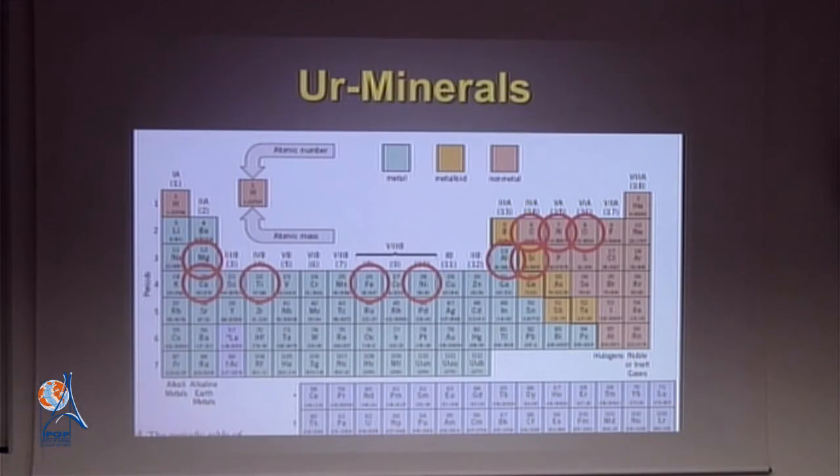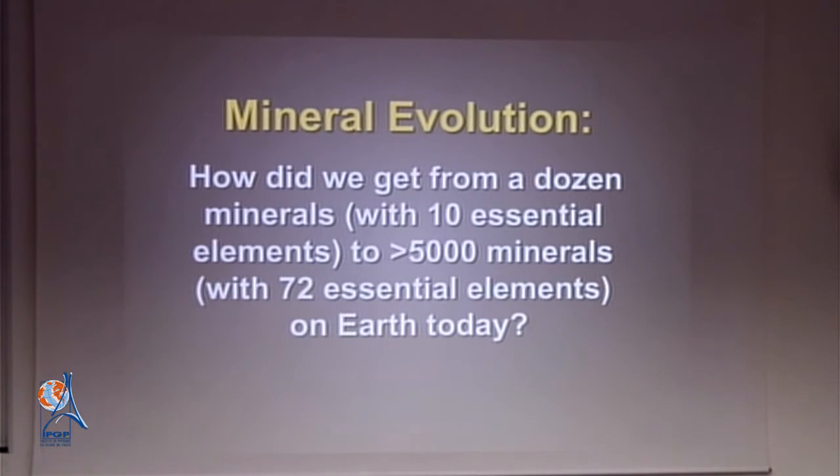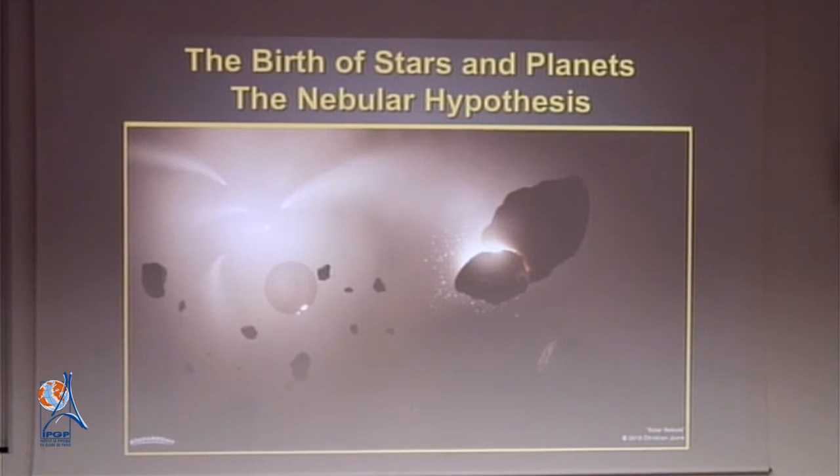And so perhaps the most basic question of mineralogy, of mineral evolution then, becomes how do you go from a dozen minerals with 10 essential elements to what we see on Earth today, which is more than 5,000 minerals using 72 essential elements. That's the main story of mineral evolution. And we tell that story in 10 stages, beginning with the most primitive period where our nebula is forming, and you can imagine the dust and gas and the great dense molecular cloud perturbed, coming together, forming the nebula that would become our solar system.